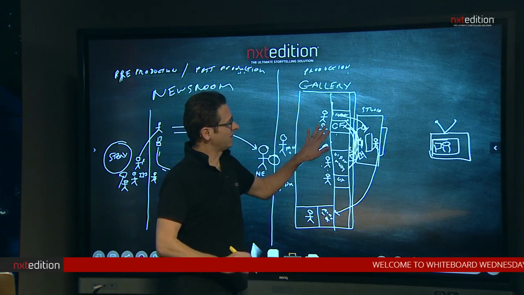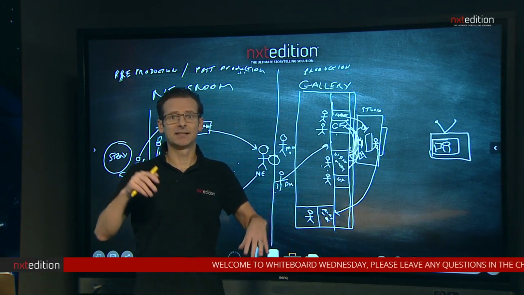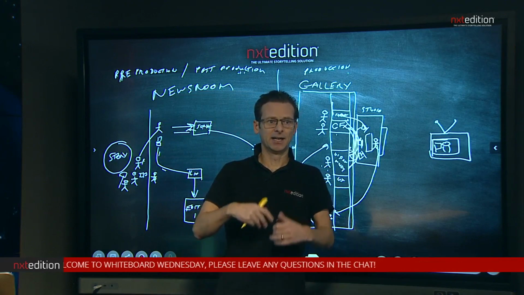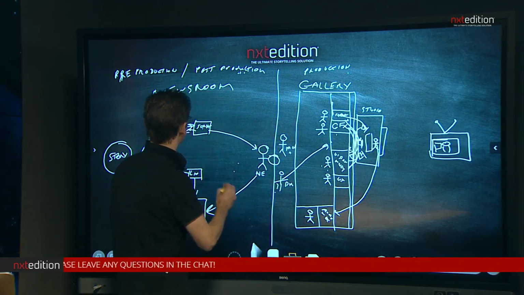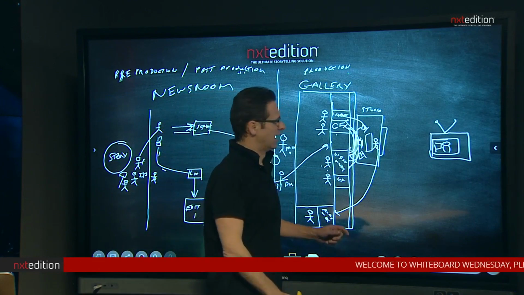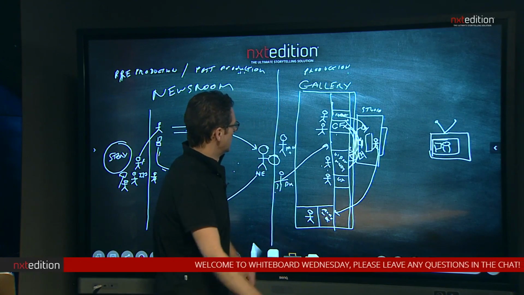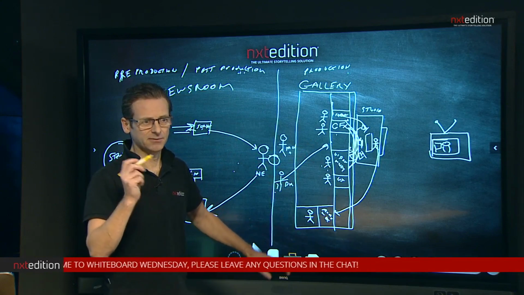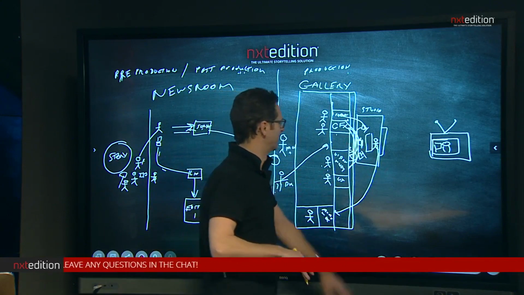So a graphics op would be preparing graphics, playing graphics out, along with the story, and again, everything driven by this script from the journalist that's been approved by the news editor, and when to push the button, etc. And again, that would be controlled by the director, you know, go graphic, standby graphic, cue graphic.